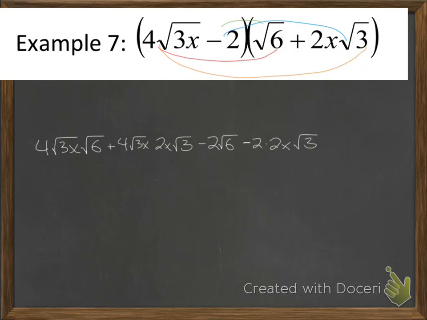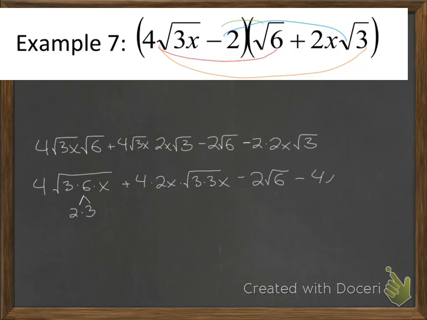All right, so let's simplify this. So we have 4 times the square root of 3 times 6 times x. Notice I'm not multiplying 3 and 6 because what I really want, remember, I really want to do a prime factorization. I want to break it down, not build it up. Okay, then I have 4 times 2x times the square root of 3 times x. Then we have minus 2 square roots of 6. That's pretty unremarkable. Then we have 2 times 2x. That's going to be 4x times the square root of 3.